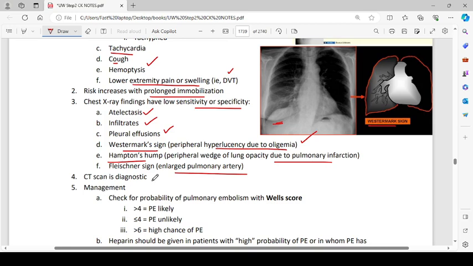CT scan diagnosis. CT scan is diagnostic, and I think we do spiral CT angiography, which is the most important test in this thing. But okay, CT scan is diagnostic.